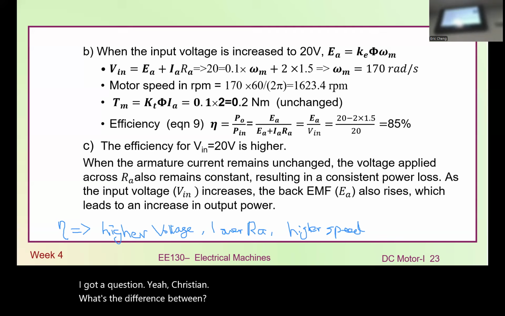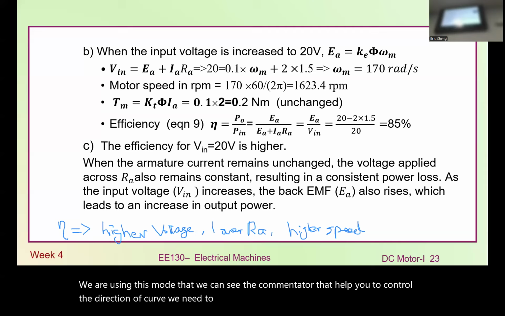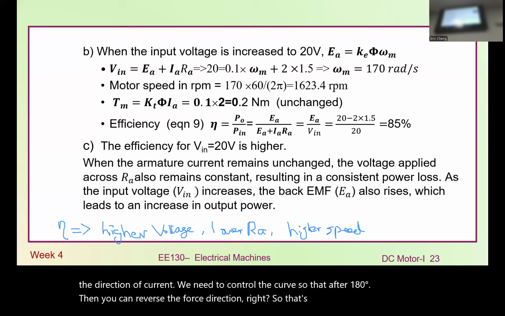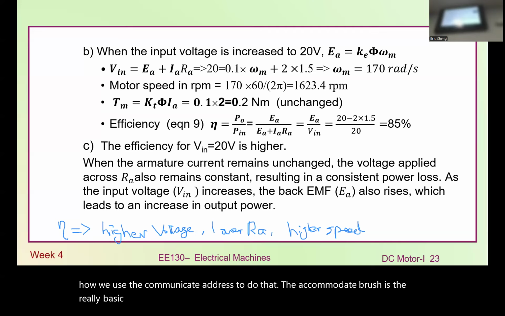But basically, you can see that in this motor we have the commutator and the brush, which help you control the direction of current. You need to control the current so that after 180 degrees you can reverse the force direction. That's the basic design, how we use the commutator brush to do that. Before we developed power electronic control of motor current, we only used this method to control the motor rotation.